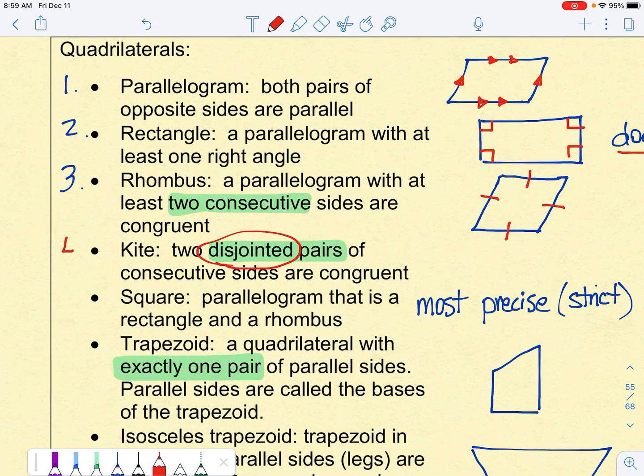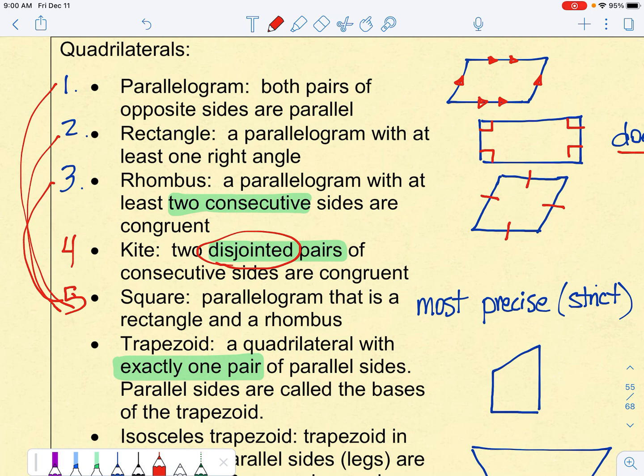Finally, I guess you would say that the square is the most popular of parallel four-sided quadrilaterals. Okay? It is the most precise and it is the strict. So a square is composed of these 3 characteristics. Opposite sides are parallel, angles are 90 degrees, and all consecutive sides are congruent. Okay?